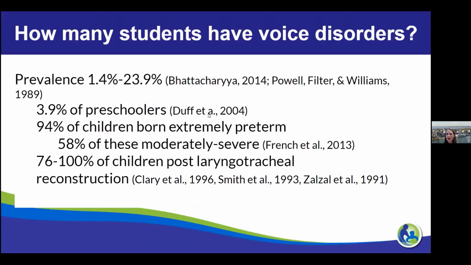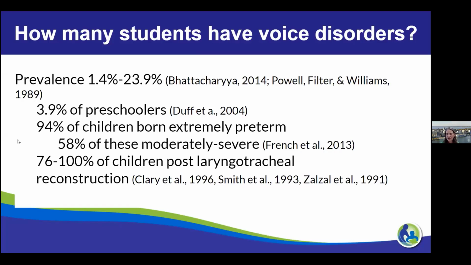So, we think sometimes of voice and resonance as a low incidence disorder. The prevalence is pretty wide, 1.4% to 23.9%. If you really want to dig deep into these different studies, they look at it in different ways, whether it's by parent report, by how many kids actually go to a voice clinic, or by a screening. So somewhere in this 1.4 to 23% of kids have a voice disorder. If we break it down, it's a little more specific: 3.9% of preschoolers.